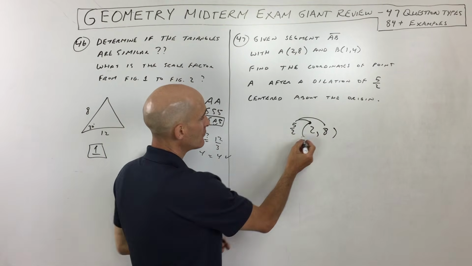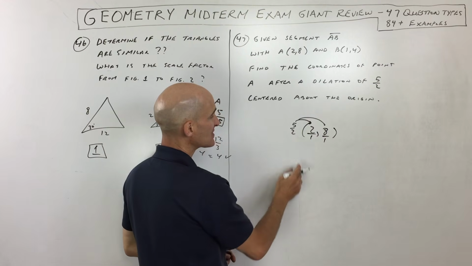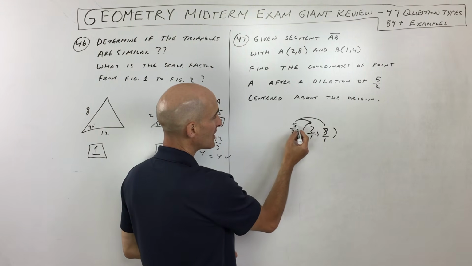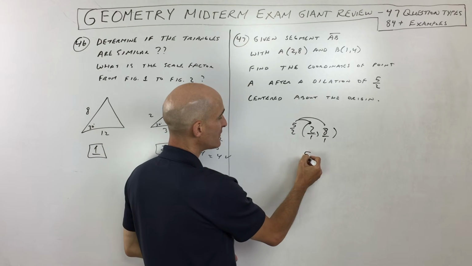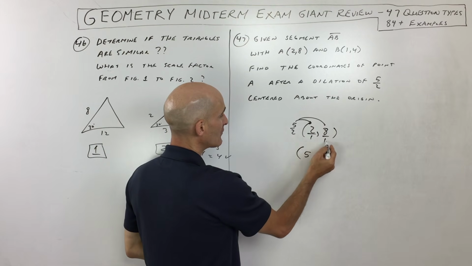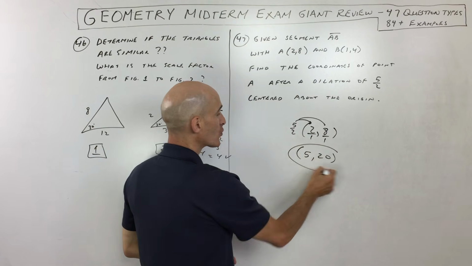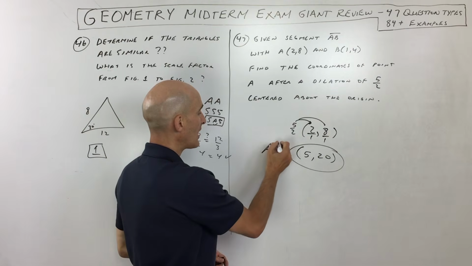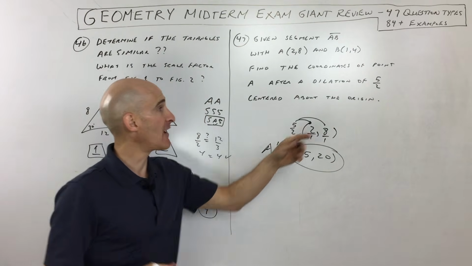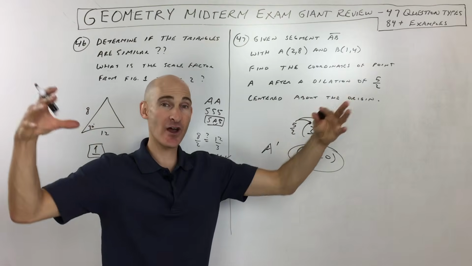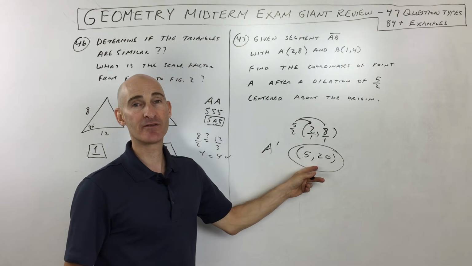So if we do that, remember this is like anything divided by 1 is itself. So if I multiply the numerators and denominators together, I get 10 divided by 2, which is 5. And here I get 40 divided by 2, which is 20. So the coordinates of the new point A prime after that dilation of 5/2, 2.5 times larger, are going to be the coordinates of point A.